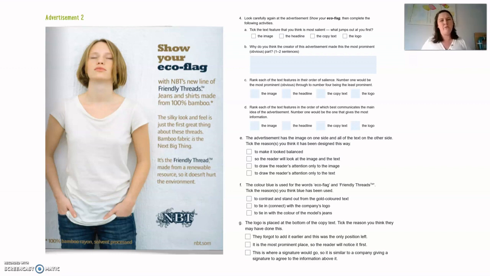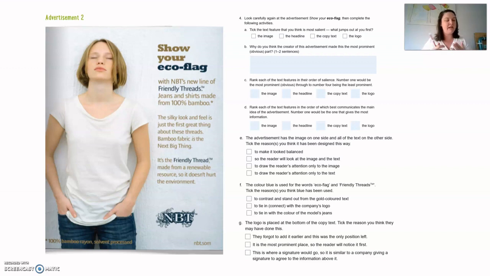Next one is, why do you think the creator of this advertisement made this the most prominent part? I think you're going to write a few sentences, whether they're the same as mine, that's up to you. You can write your own. If you would like to write your own, pause and go and write it. If you don't want to, I'm going to just give you my idea of why I think they made the image the most prominent part.